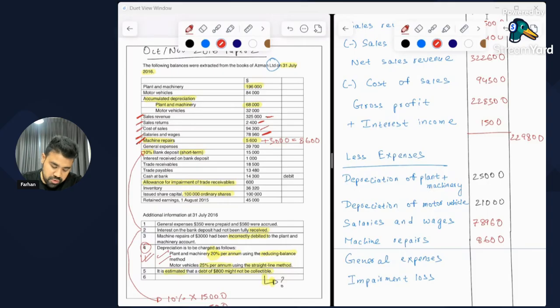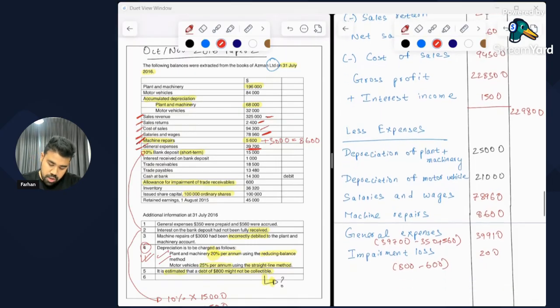Then you've got general expenses. The original amount is given to us as 39,700 in the table, as you can see here, but we are subtracting 350 for prepaid and adding 560 for accrued. So 39,700 minus 350 plus 560, which is 39,910 for general expenses. And then impairment loss was 200 based on the difference of 800 and 600 for allowance for impairment of trade receivables in the current year and the previous year.